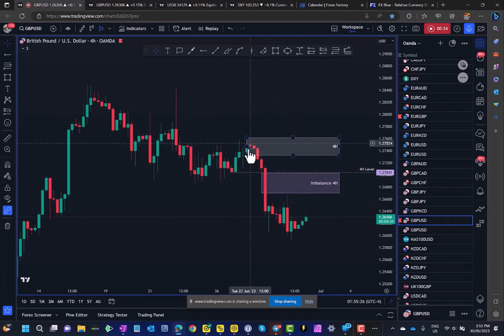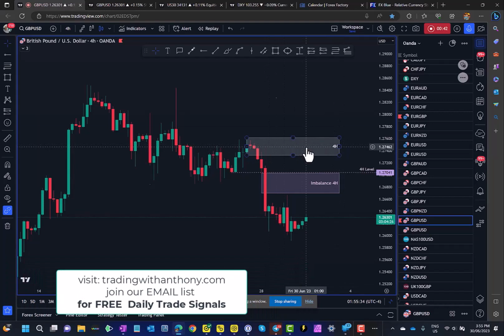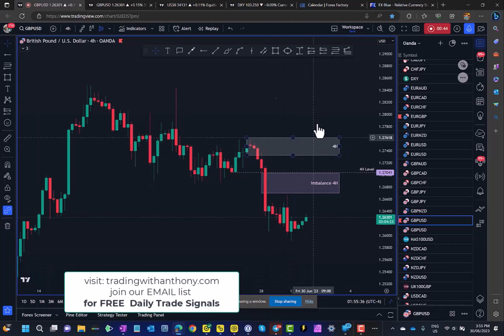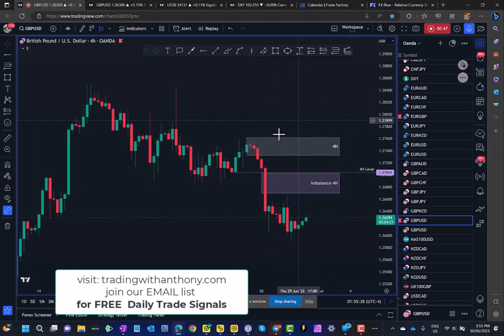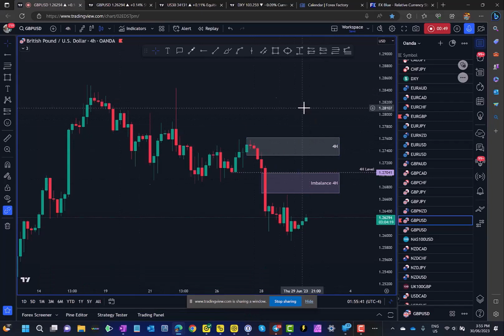I'm always looking for these 4-hour distribution accumulation zones, and I love to trade these. More often than not they work out. Sometimes you lose one or two, but you can build an account if you have a strong strategy and good risk management and trading around these levels here.